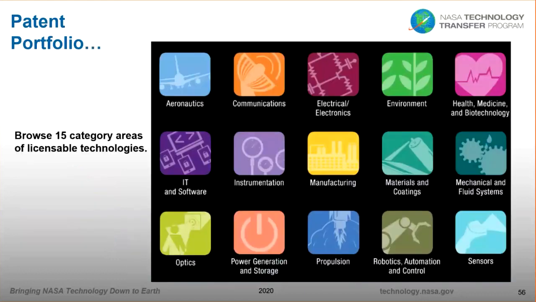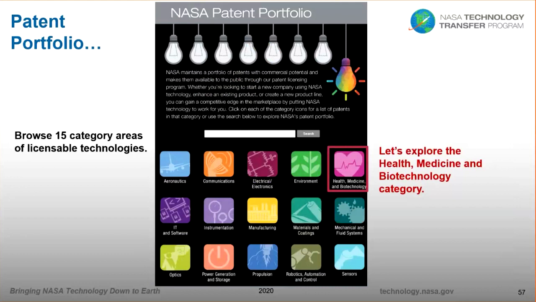Once you click that, you'll see there are 15 different categories of licensable technologies, and they range from aeronautics to manufacturing, propulsion, and like today, health, medicine, and biotechnology, environment, sensors. There's just a whole slew of technologies where you can come check them out, see if they fit what you want to do, and you can apply for a license. And since we went over the health, medicine, and biotechnology category, we'll go over that and show how it looks if you want to apply for a license.